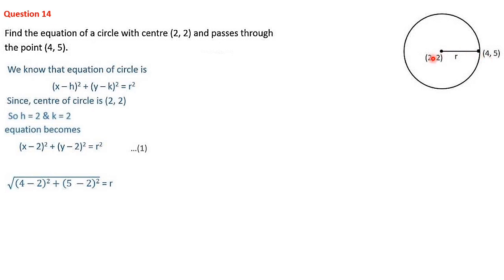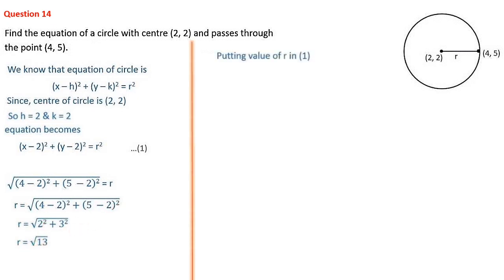x2 minus x1, that is (4 - 2)², plus (5 - 2)², y2 minus y1 the whole square, equal to r. Root of (x2 - x1)² + (y2 - y1)² equals r. Then r = √((4 - 2)² + (5 - 2)²). Just reversing it, that's all. r = √(2² + 3²), since 4 - 2 is 2 and 5 - 2 is 3. r = √13.